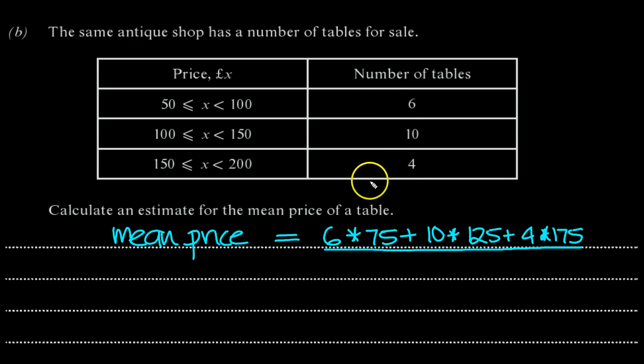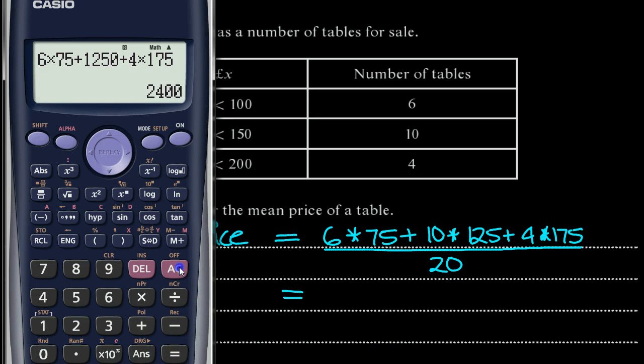The total number of tables, because we want the average price, don't we? Or the mean price. There's 20 tables. So here's the total amount that they would cost for all of them, and there's 20 tables. Divide by 20 then. Let's tap that in the calculator. So let's have a go.